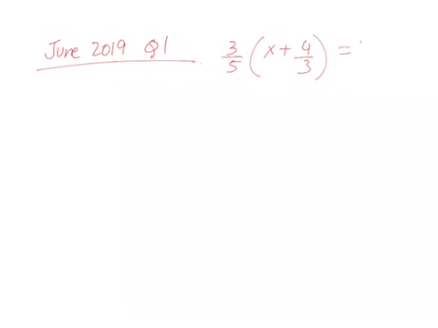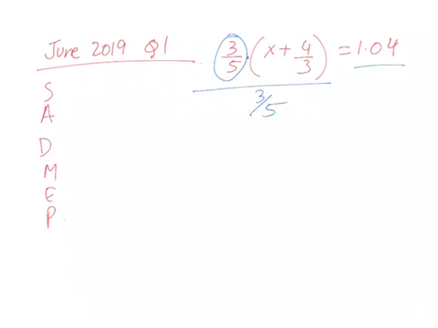Alright, we'll work with June 2019 question 1. So what all do we have? Again, it's an equation. We can use SAD MAP to our advantage. We see this value is multiplying. So let's divide both sides by 3/5. So this cancels, right? So we end up getting x plus 4/3 is equal to 1.7333, right?